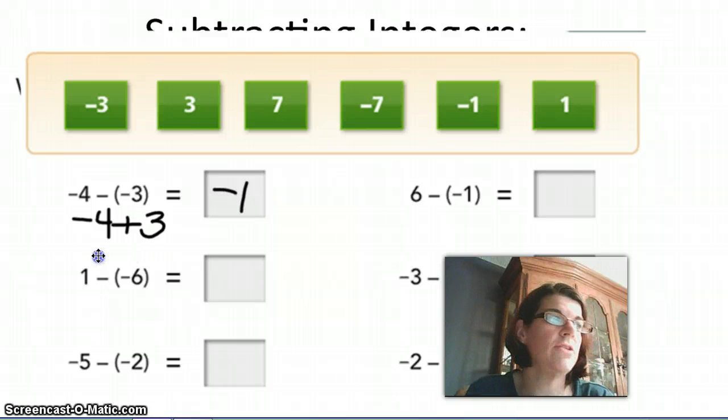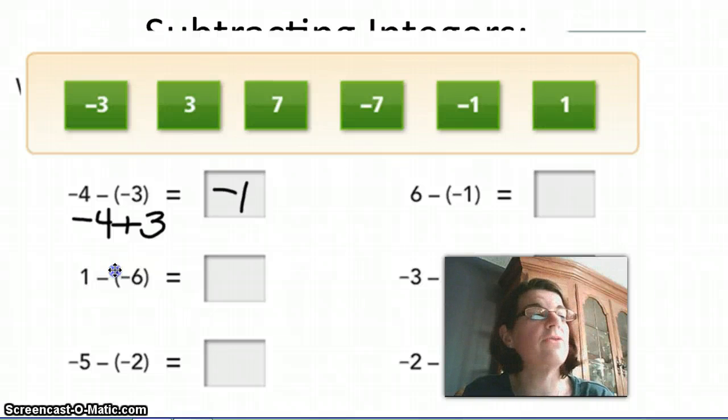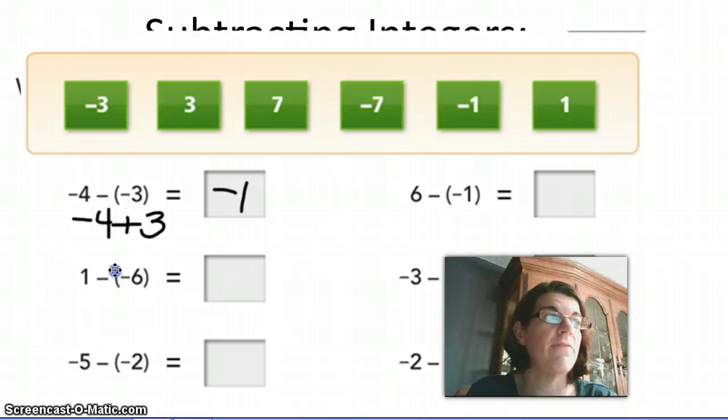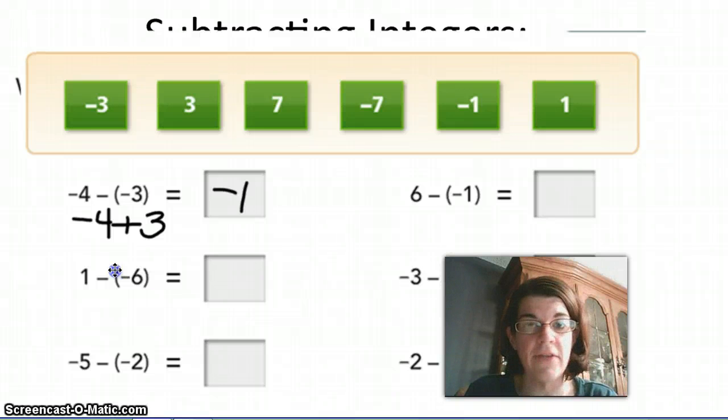Go back to your adding integer rules. If I have a negative and a positive, I'm going to subtract the numbers. 4 minus 3 is 1, and I keep the sign of the larger absolute value. So 4 has a larger absolute value, so the sign stays negative. If I think about this in terms of money, if I owed somebody $4 and I had 3, I would be $1 short to pay my friend.